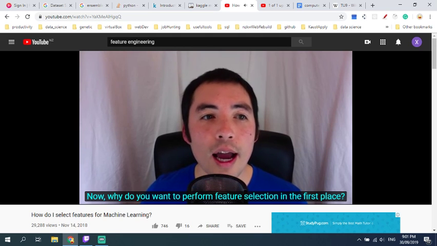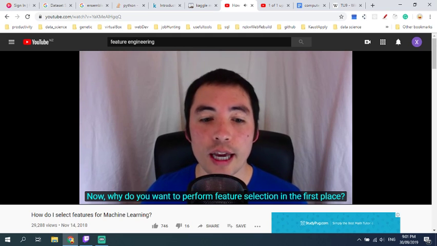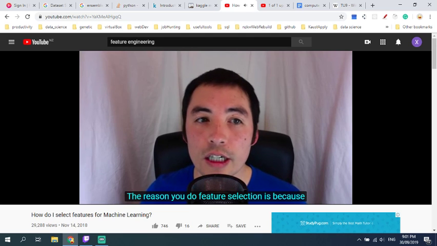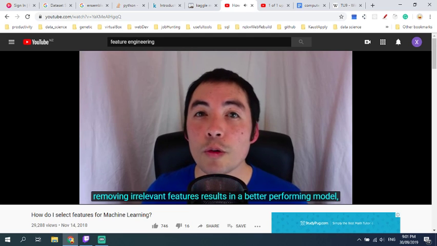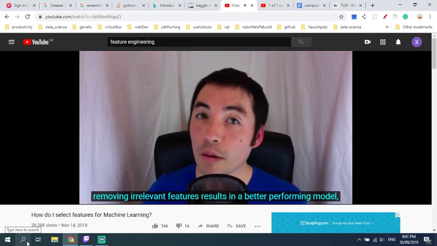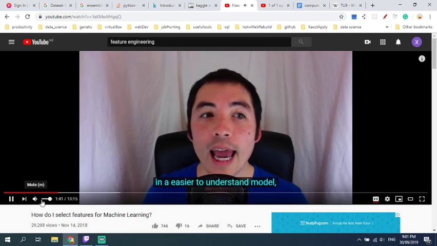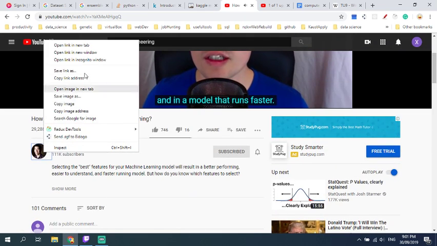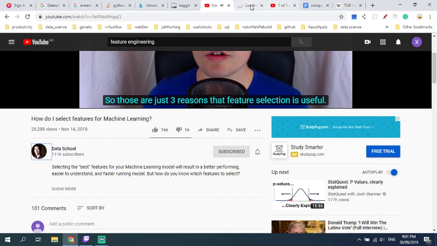Now, why do you want to perform feature selection in the first place? The reason you do feature selection is because removing irrelevant features results in a better performing model, in an easier to understand model, and in a model that runs faster. So those are just three reasons that feature selection is useful.